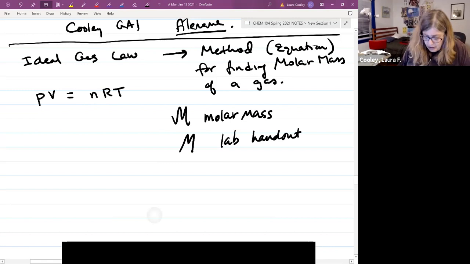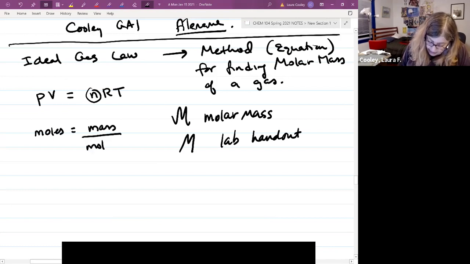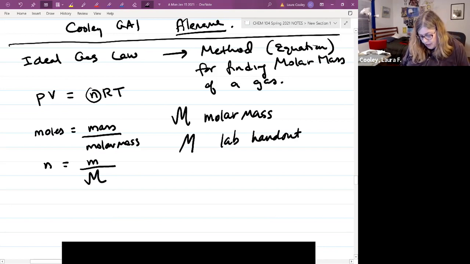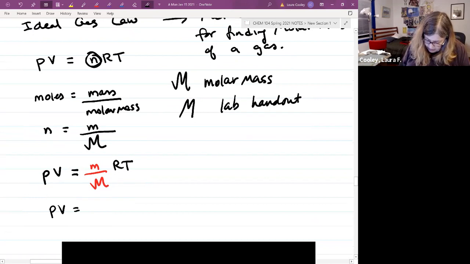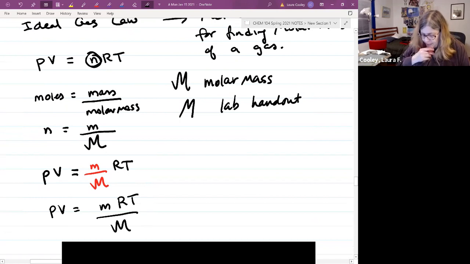So there's no molar mass in here, but there's moles, okay? And moles, that's the mass divided by the molar mass. We use that relationship all the time. So n, which is moles, is m over that script molar mass. So what I can do is take PV, and instead of writing n, I'll write m over capital M, RT. So PV is little m for the mass, RT, over the molar mass. And then I can just flip this around using a little bit of algebra.